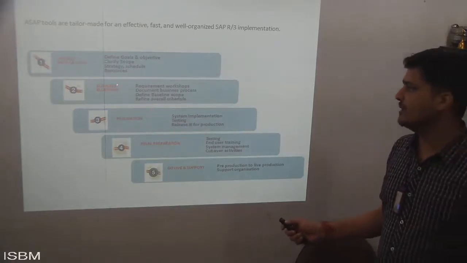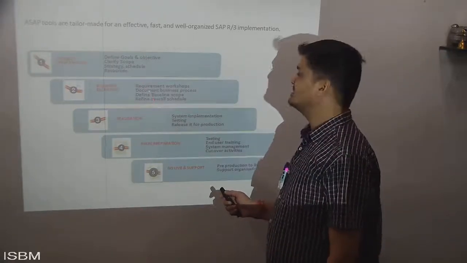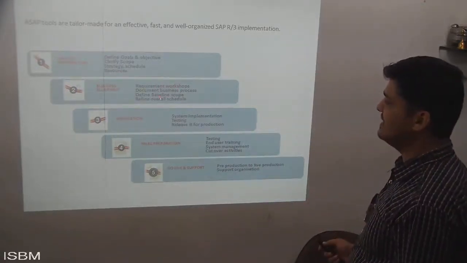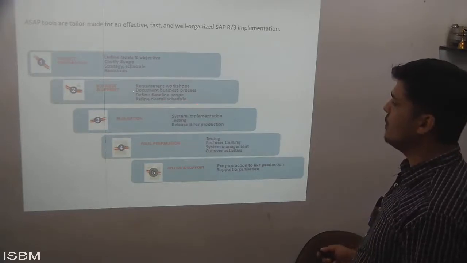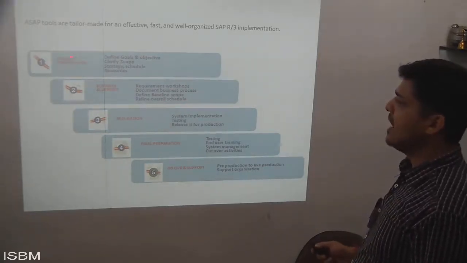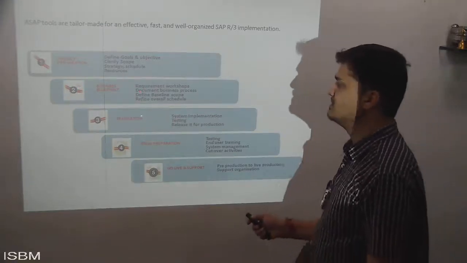Then we have the business blueprint. Business blueprint means requirement workshop, documenting business processes, defining baseline scope, refining overall schedule, each and everything. It's a kind of blueprint we are going to make after project preparation. We are starting with the business blueprint.